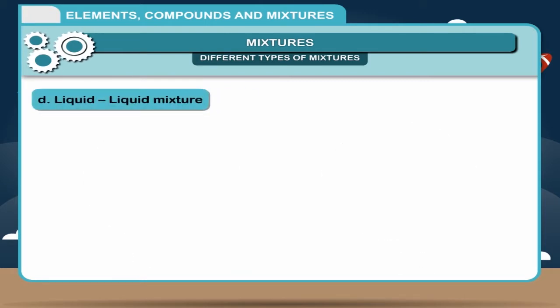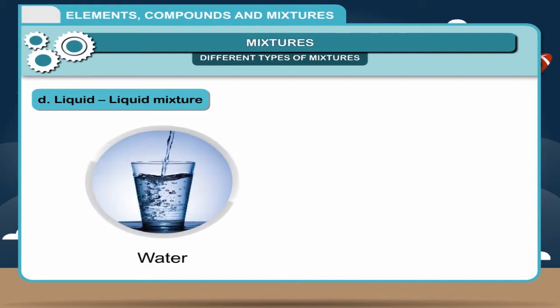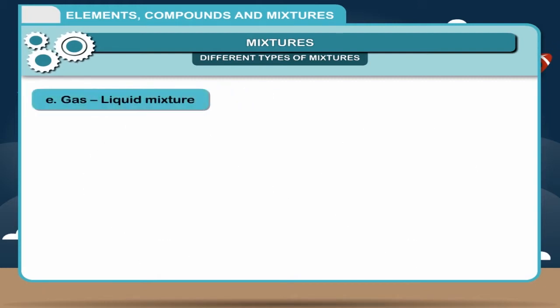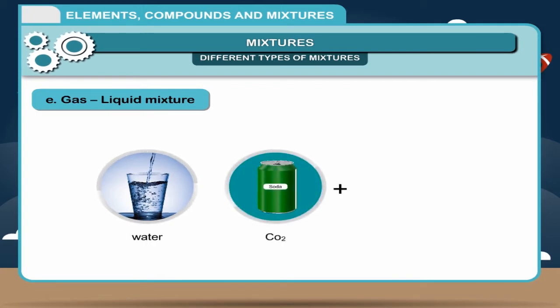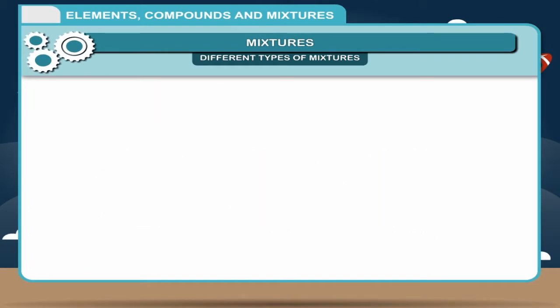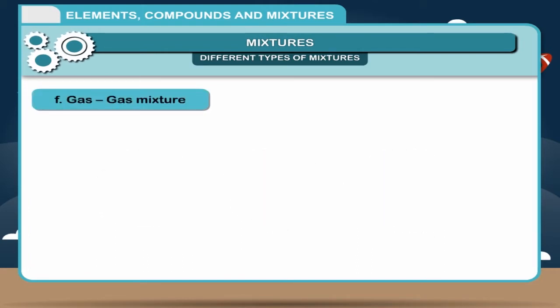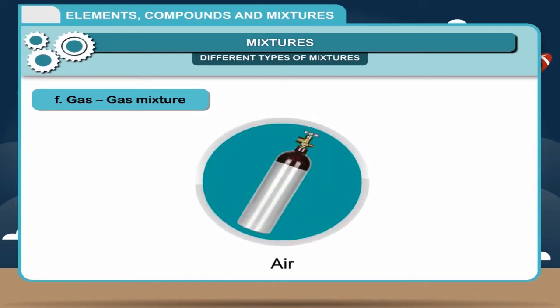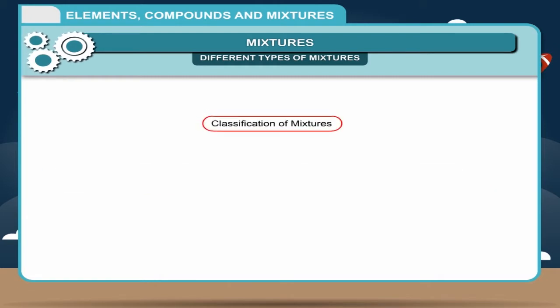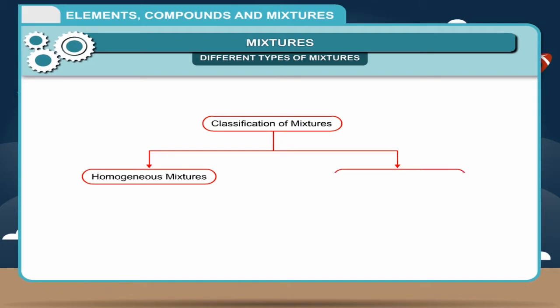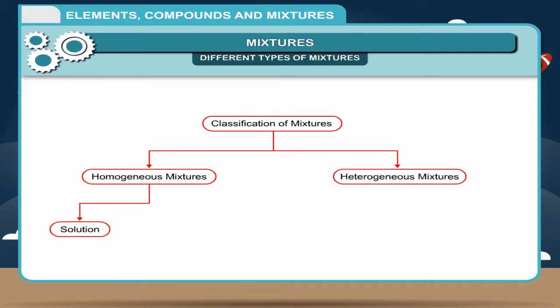D. Liquid-liquid mixture: water plus alcohol. E. Gas-liquid mixture: O2 in water, CO2 plus water in soft drinks. F. Gas mixture: air. Classification of mixtures. There are 2 types of mixture: homogeneous mixtures and heterogeneous mixtures. Solution, alloy.